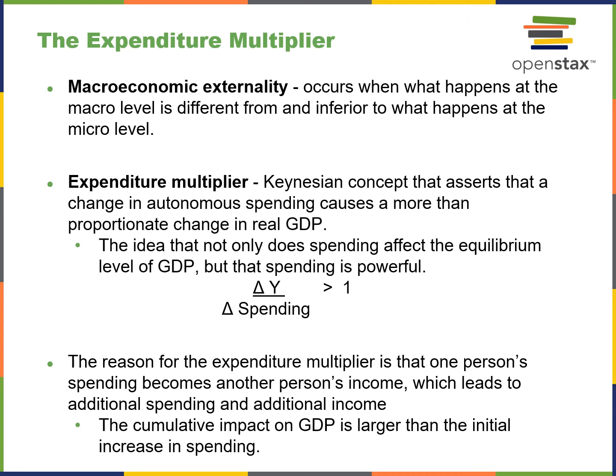The expenditure multiplier is a concept that asserts that autonomous spending causes a more than proportionate change in the real GDP. So the idea is that not only does spending affect the equilibrium level of the GDP, but that spending is powerful. So the change in output divided by the change in spending is greater than 1. The reason for the expenditure multiplier is a person's spending becomes another person's income, which leads to additional spending and additional income.